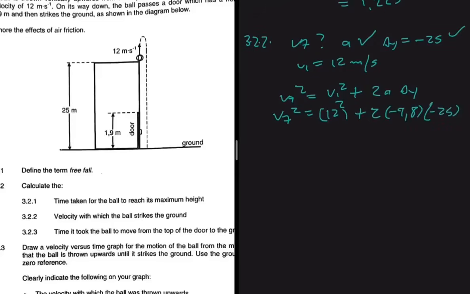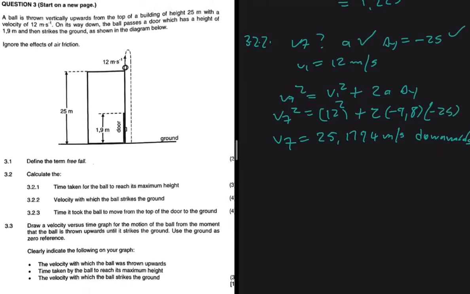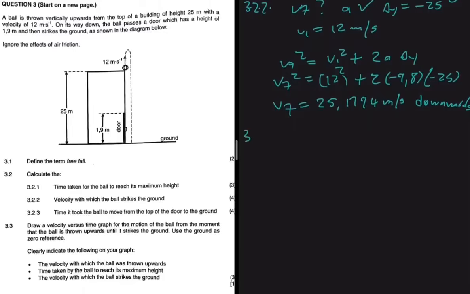So here, if we take the square root on both sides, we should get VF is equals to 25.1794 meters per second downwards, right? Downwards. Let's put the direction there. Now, the only question that is a bit tricky here, I think, is 3.2.3.